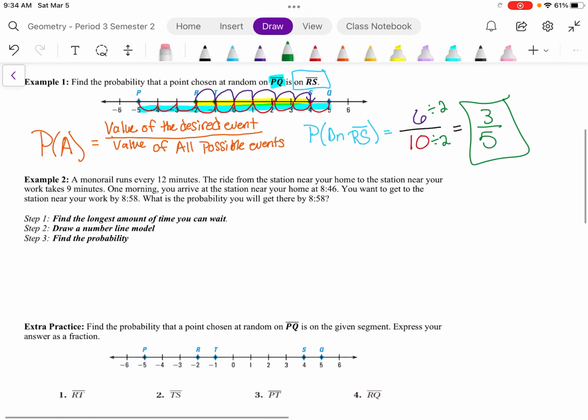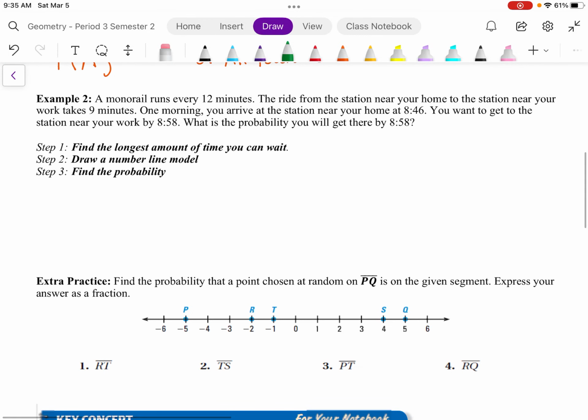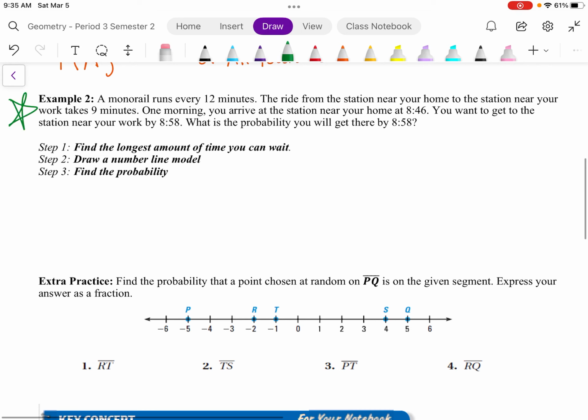Okay. Our next example. And this one is a word problem, and this is an important one to review because there will be one similar to this on the test. And this one says, a monorail runs every 12 minutes. The ride from the station near your home to the station near your work takes about 9 minutes. One morning, you arrive at the station near your home at 8:46. You want to get to the station near your work by 8:58. What is the probability you will get there by 8:58?